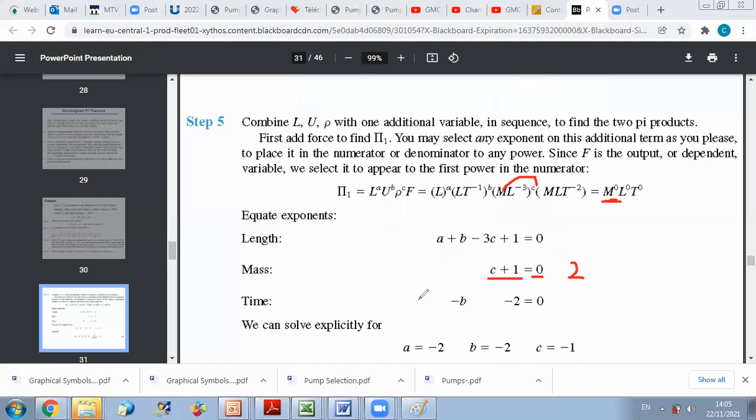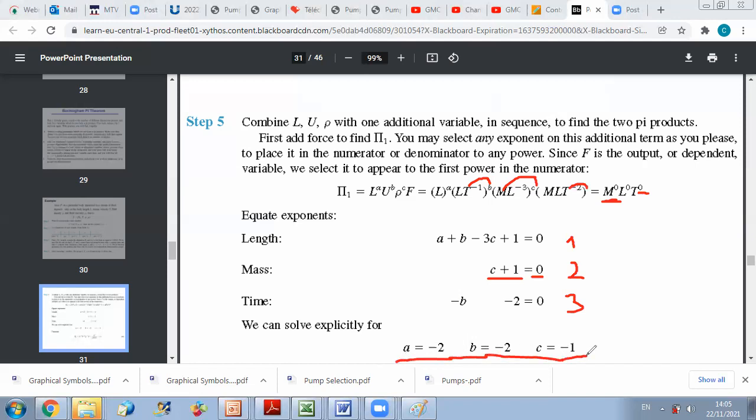The third equation is by equating exponents of time. So for time I have T minus B, so minus B, and minus 2. So minus B minus 2 equals 0. This will give me equation number 3. So I end up with 3 equations with 3 unknowns, so I can get the coefficients A, B, C.